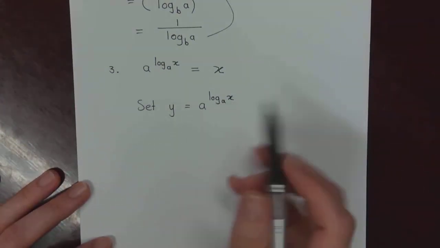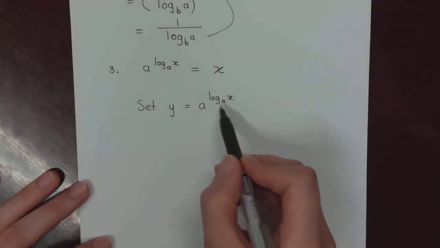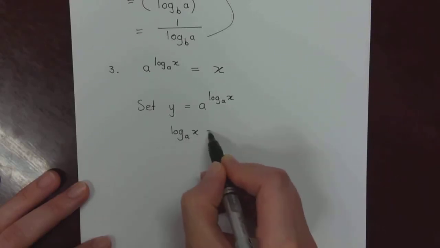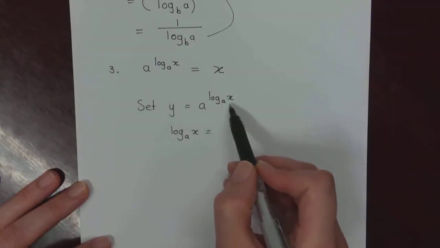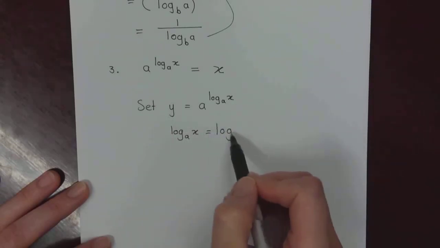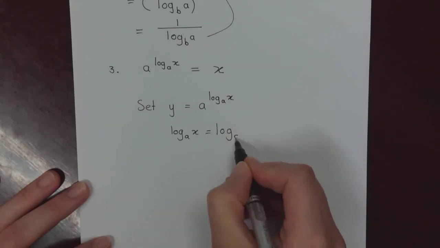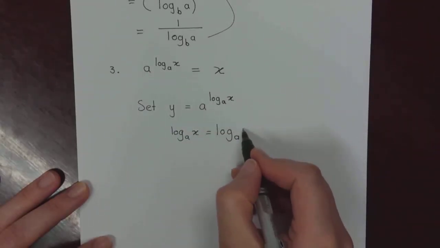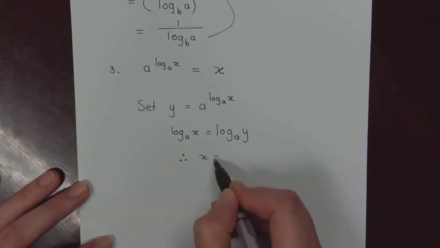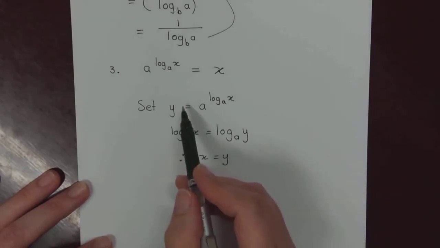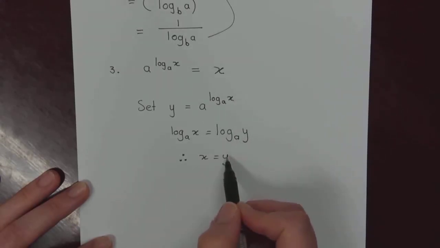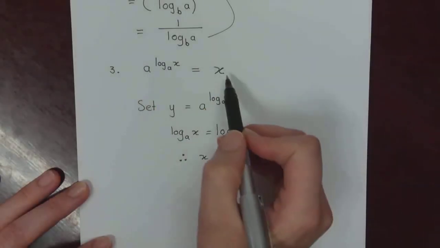Now if I use my log definition, I can take this exponent, which is my input, and make it my output, log base a of x. But I'm only allowed to move this from the input to the output position if I write a log over here, because I need the inverse. And the base is a, the number is y, so from that you can deduce that x is equal to y. And because y is equal to a to the power of log base a of x, it means y is equal to x, which means that overall result is x.